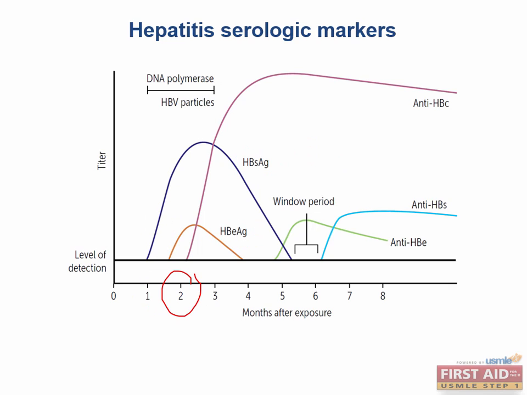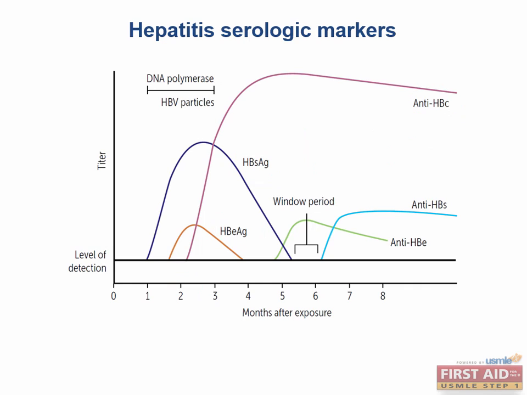Within 2 months after exposure, antibodies against the core antigen begin to rise as the levels of the surface and E antigen begin to fall. Do you think these antibodies against the core antigen are going to be IgM or IgG antibodies? These will be IgM antibodies initially because these are the antibodies that are initially produced by our immune system. So these changes we are now describing are significant of our immune system starting to take hold on fighting the infection.